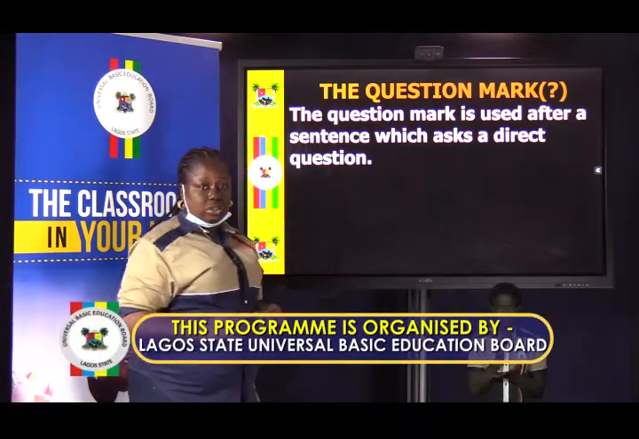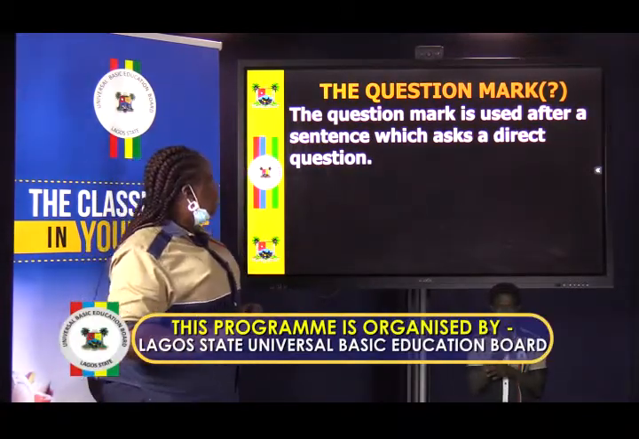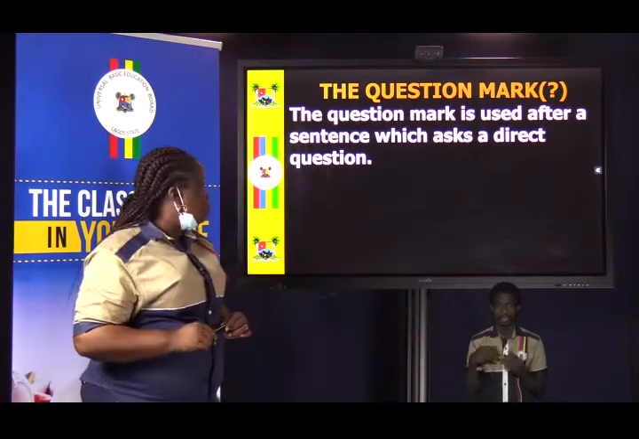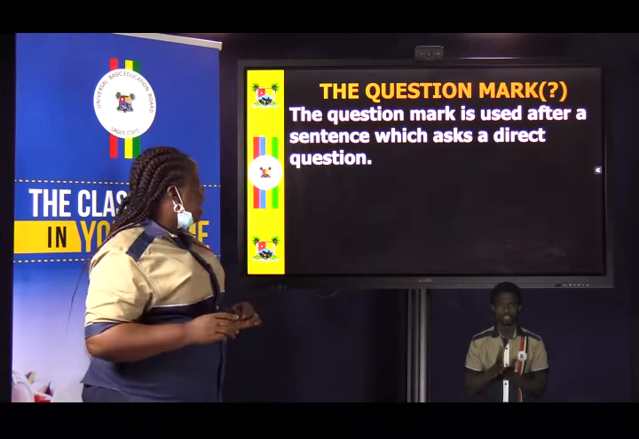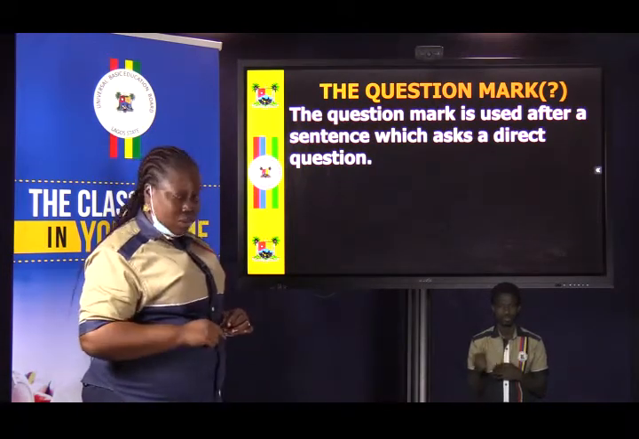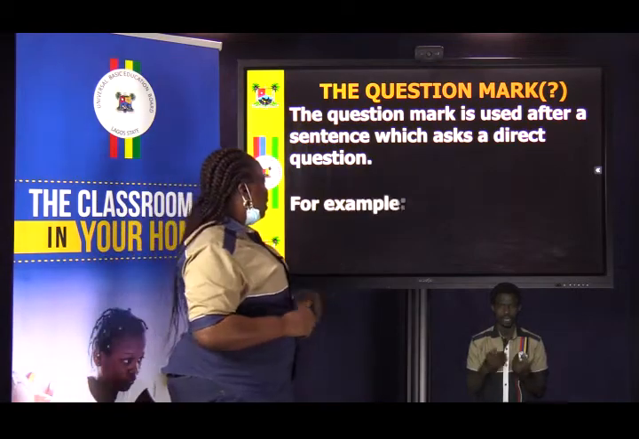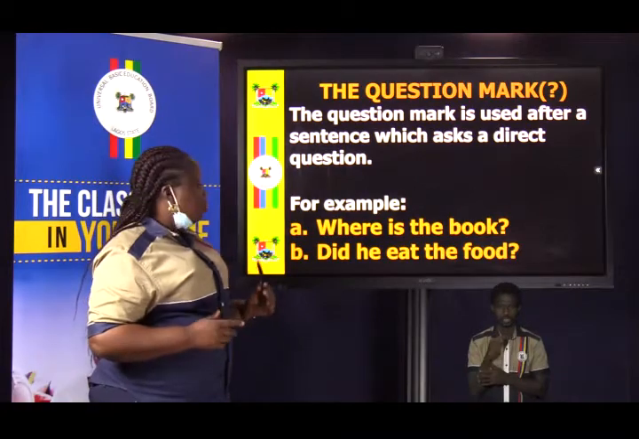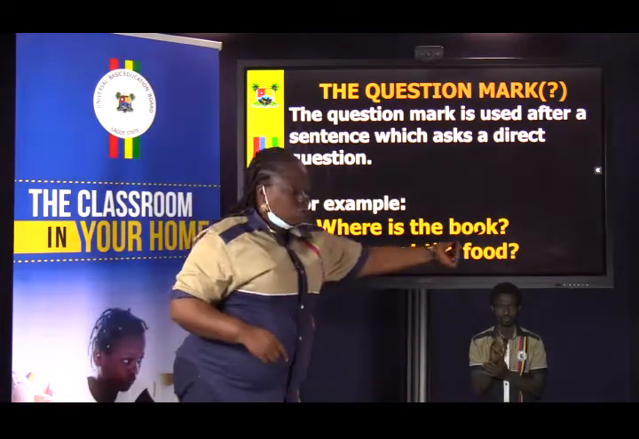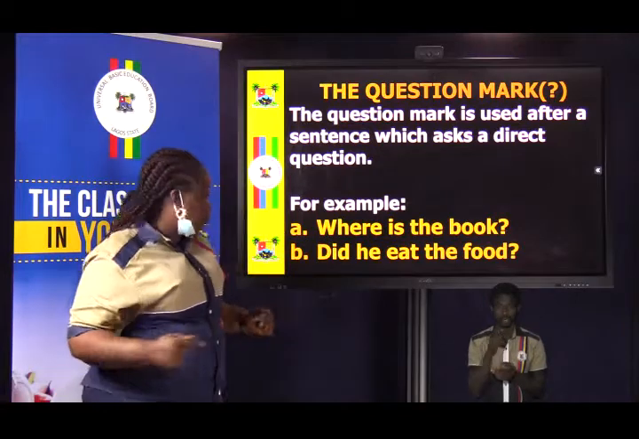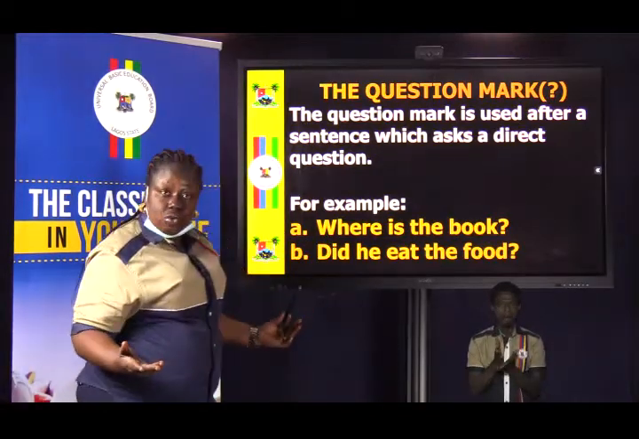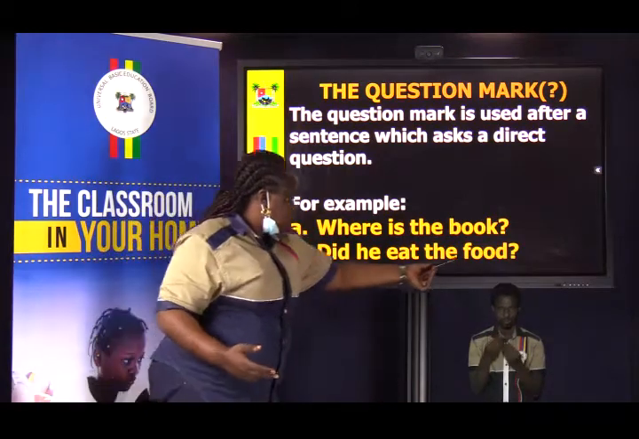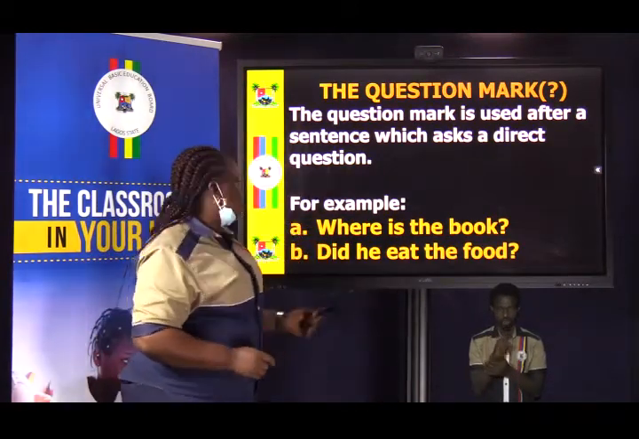Now let's look at the question mark. We use the question mark after a sentence which asks a direct question. Example, "Where is the book?" You have the question mark there because you are asking a direct question. "Did he eat the food?" That is another question, and you have the question mark there.